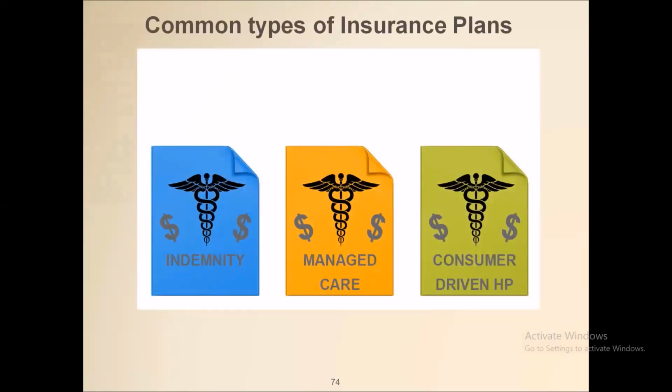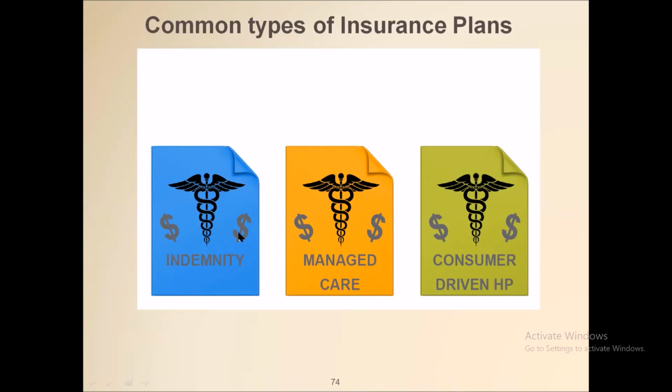So basically, these are three types. If they wanted to divide the commercial plans, it's like three types: indemnity plan, managed care plans, and consumer driven plans. We will see in detail all these three.